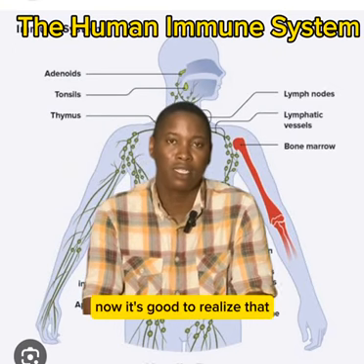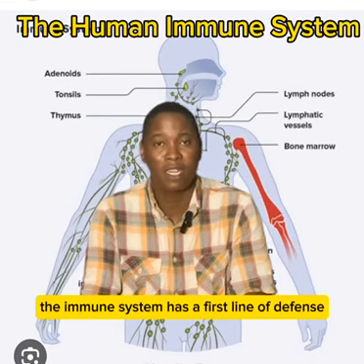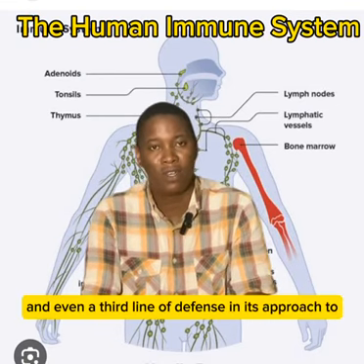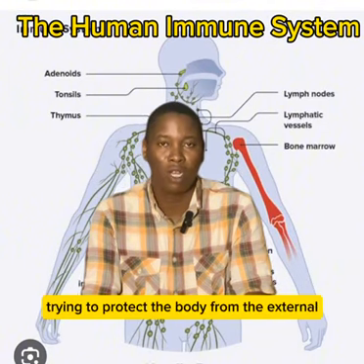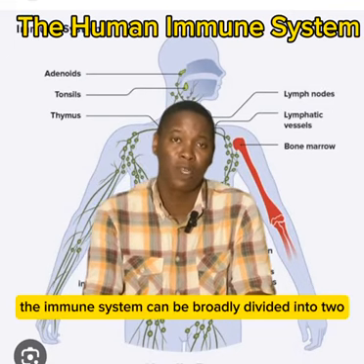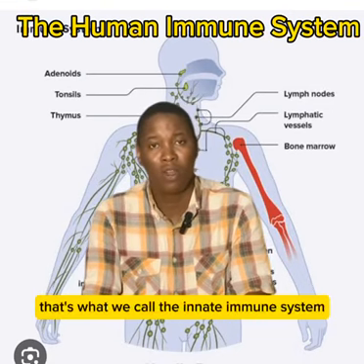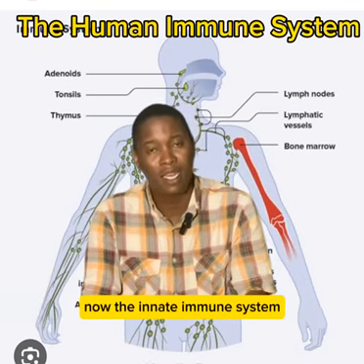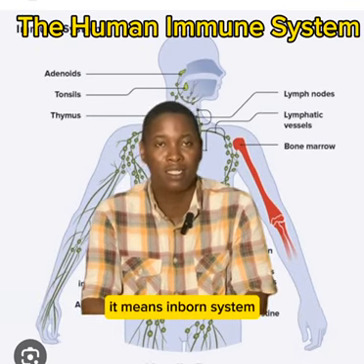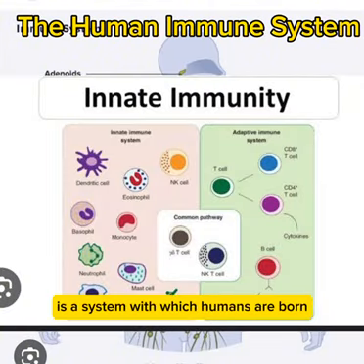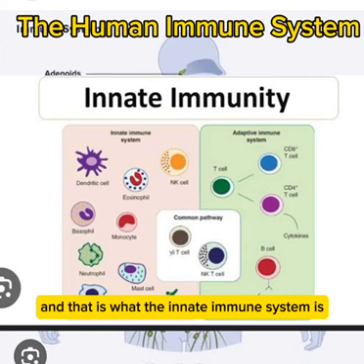It's good to realize that the immune system has a first line of defense, a second line of defense, and even a third line of defense in its approach to protecting the body from the external environment. It can also be broadly divided into two: the innate immune system and the adaptive immune system. The innate immune system, as the word says, means inborn. It's the system with which humans are born.